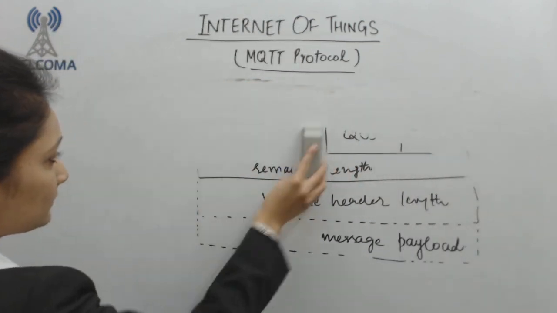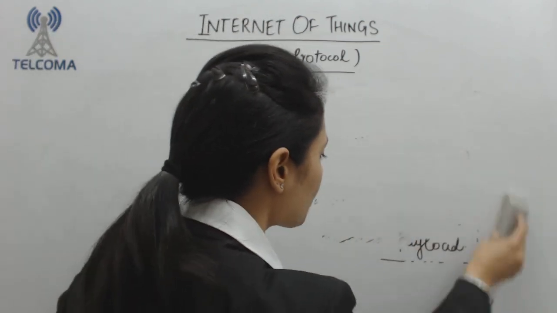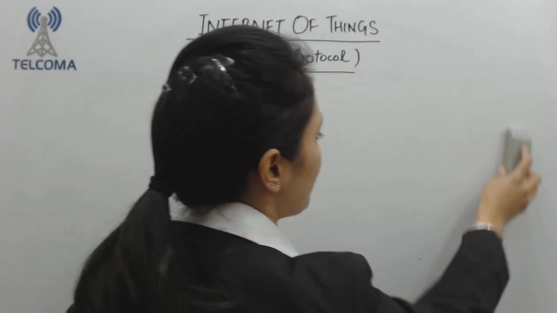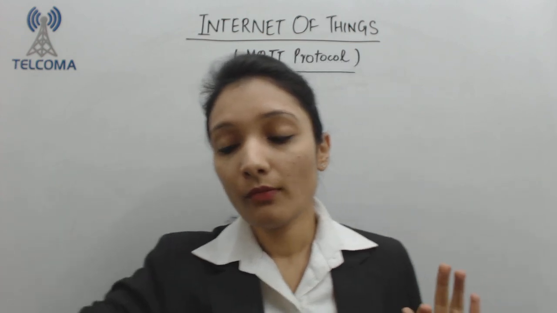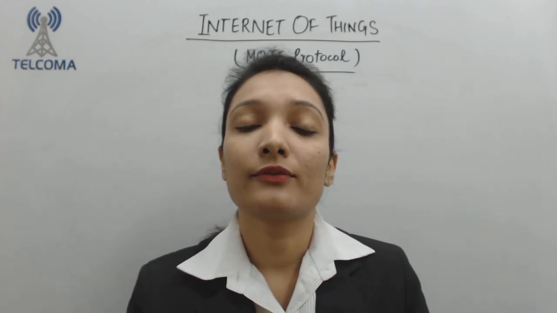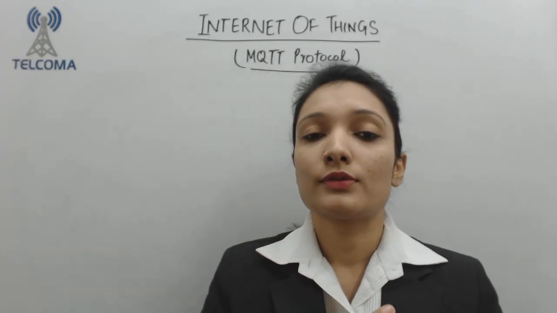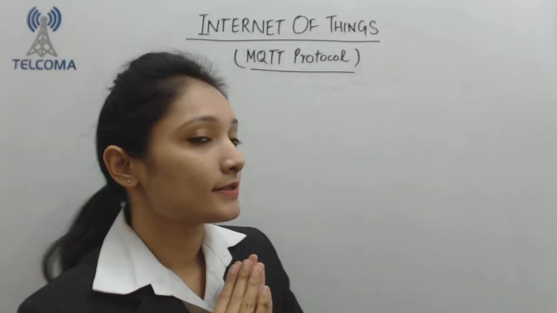So this was your message queuing telemetry transport protocol, which is used for the transportation of your telemetry data, which is collected from various sensors and actuator nodes. So this was another protocol which is used in your IoT systems here.